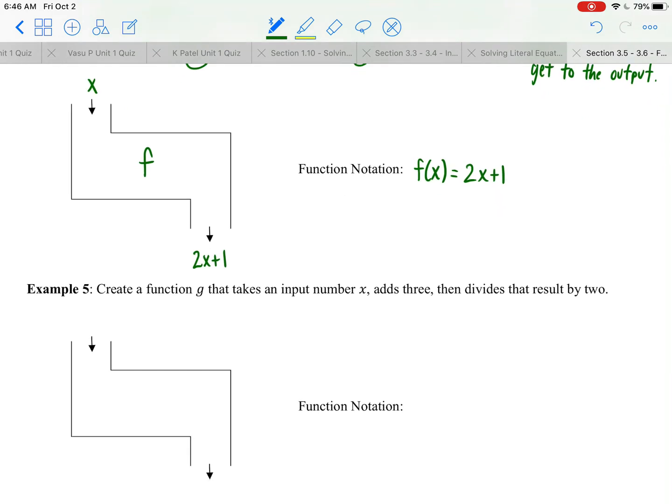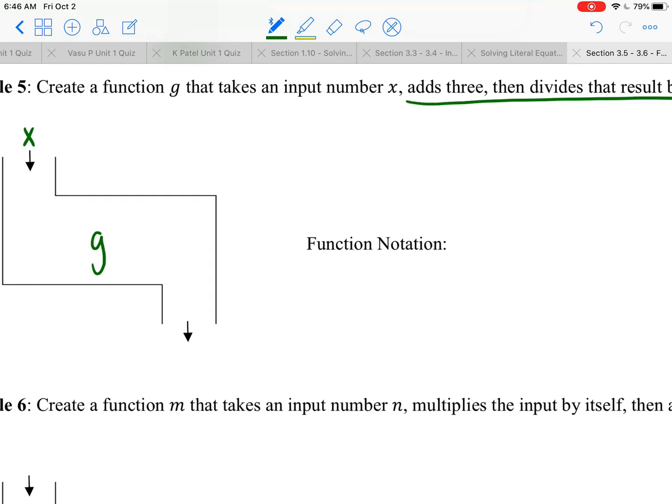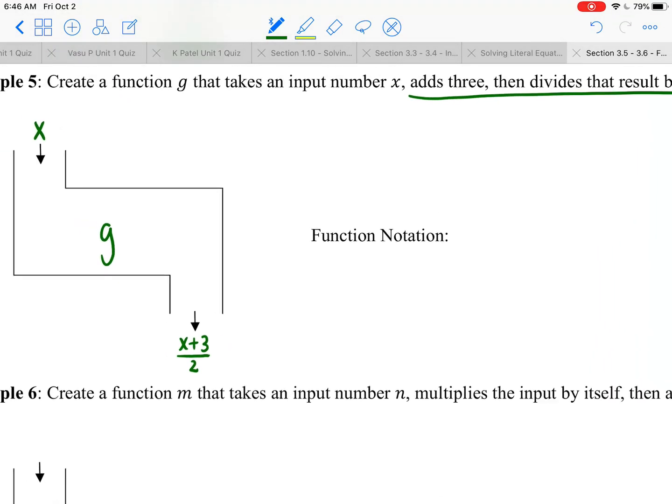Okay, how about example 5? So create a function g that takes an input number x, adds 3, then divides that result by 2. So the name of the function is g. It's going to take the input, add 3 to it, and then divide that entire result by 2. Okay, so our function notation would be g of x. So this is the name of the function. This is the input right there. Equals, so how do we get the output? You take the input, you add 3 to it, and then you divide by 2. So that's your expression that gives you the rule of the function.